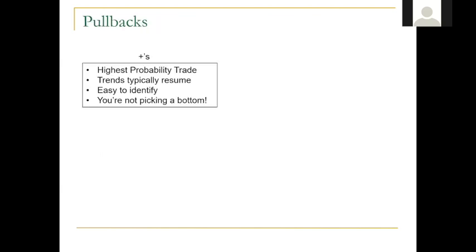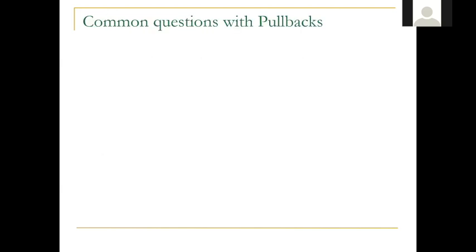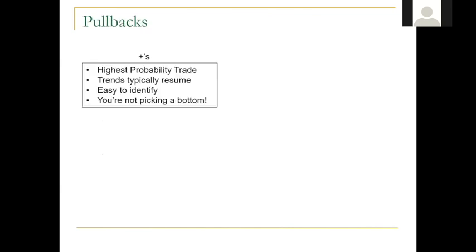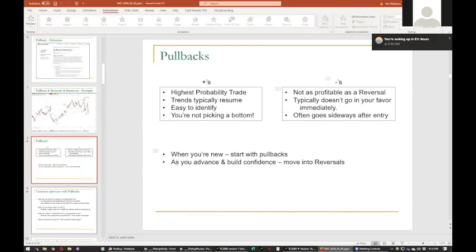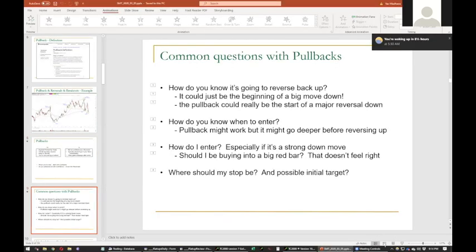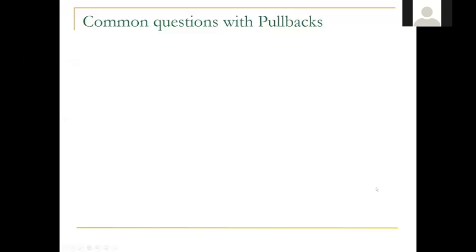And lastly, I missed the slide. Let me go back to here. Basically, lastly, the question is, where should my stop be and a possible initial target? So once you do get in on a pullback, how do you know where your stop is going to be? And how do you determine that? So that also becomes very important. So let me go to the next one.